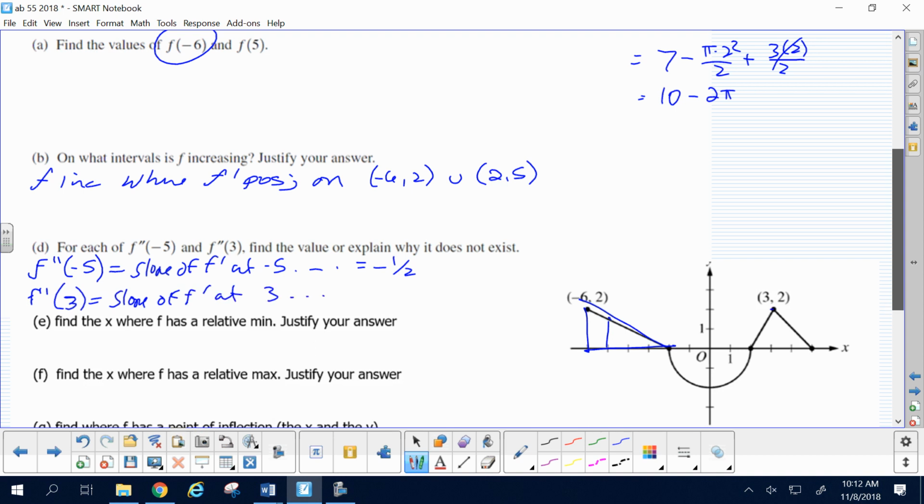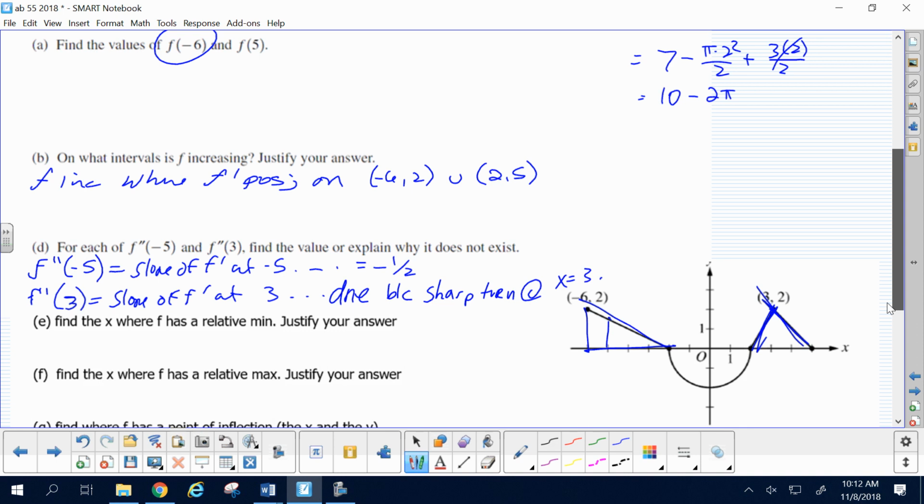Well, I want the tangent slope at 3. Is it this one? Or is it this one? Or is it, uh-oh. Yeah, it's uh-oh. The derivative does not exist at that point. That is DNE because it is a sharp turn. Okay? That's DNE.